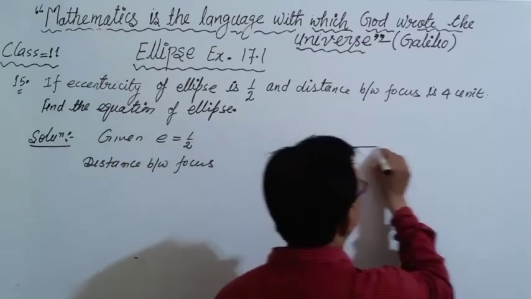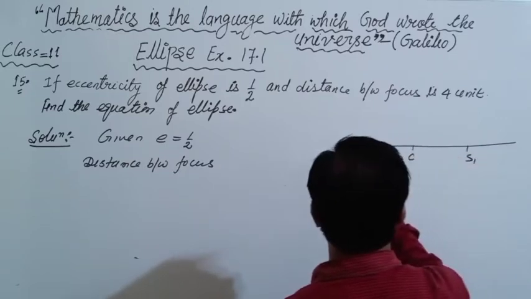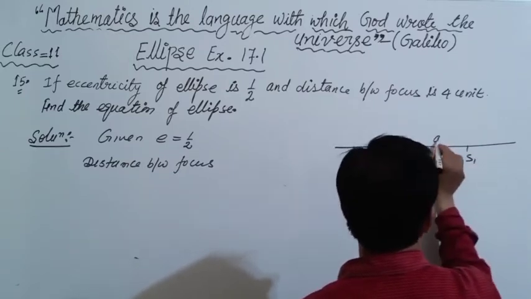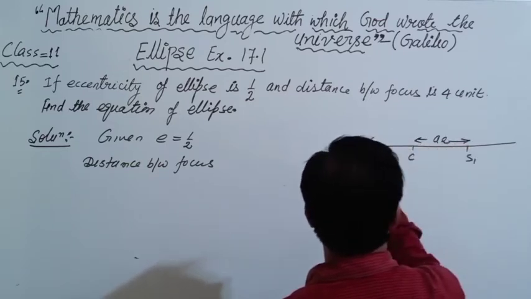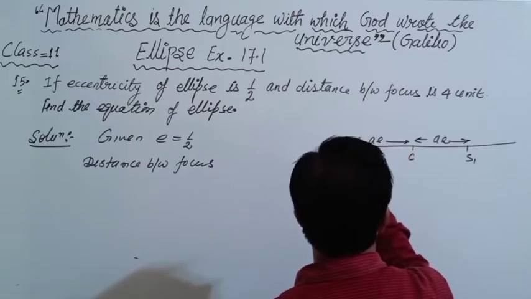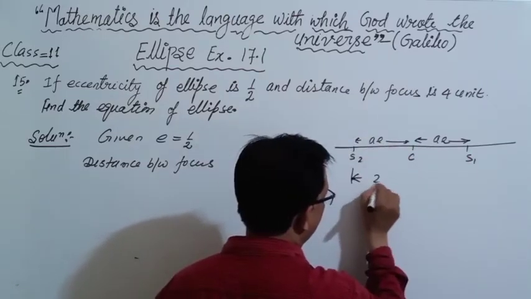So in the ellipse, this is the center of the ellipse, and the foci are S1 and S2. Here this distance is ae in the positive direction and this distance is also ae in the negative direction. So ae plus ae becomes 2ae.